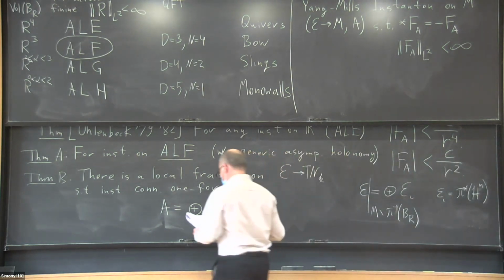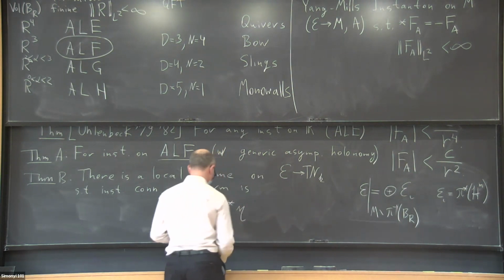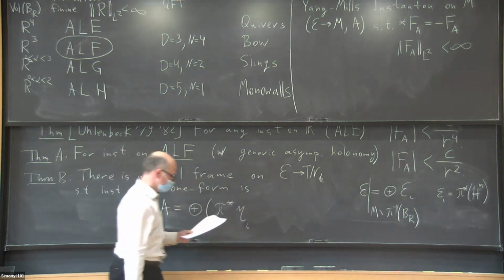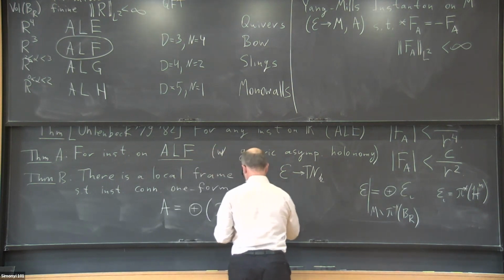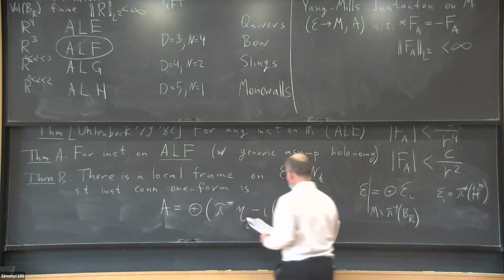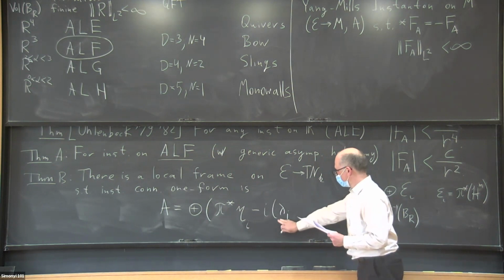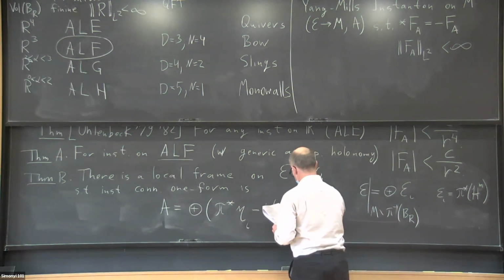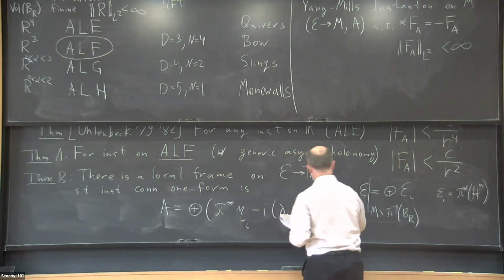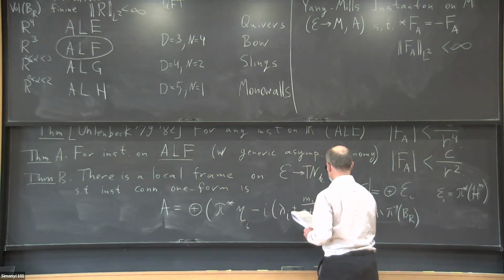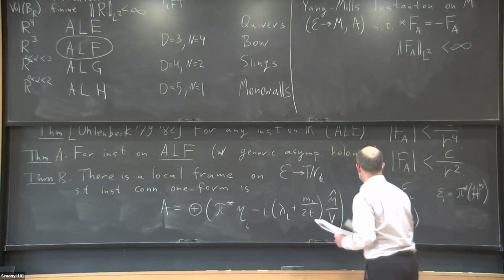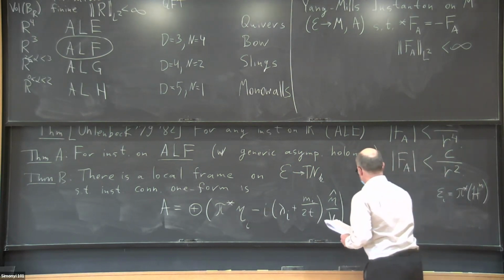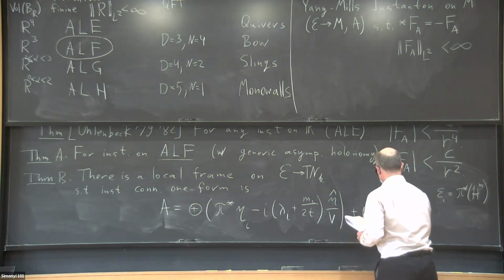Once we've presented it this way, the connection will be a pullback of the connection on that Hopf bundle, minus i lambda_i, which is the logarithm of the holonomy, plus some integer i over 2t. The bound here, again, is that the corrections are all of order 1 over R squared.